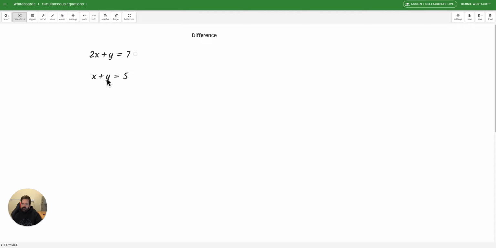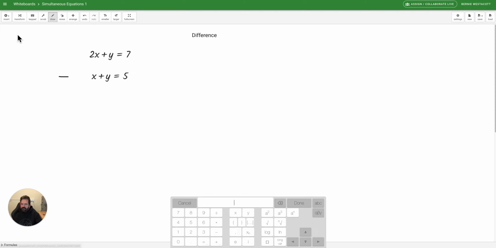So I've noticed these two are the same. So what I'm going to do is find the difference. I'm going to subtract. So this one minus this one, this one minus this one, this one minus this one. So I'm going to have a new expression. The difference between those is x, or 2x minus x is x. The difference there, or y minus y, is 0. So we just have equals. And then on the other side, 7 minus 5 is 2.